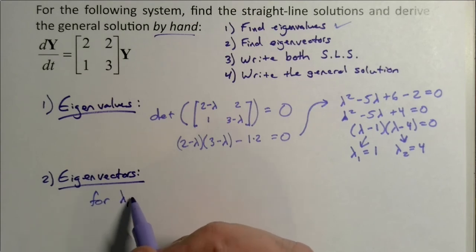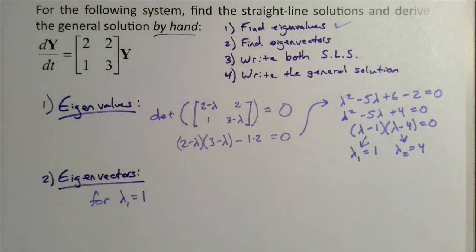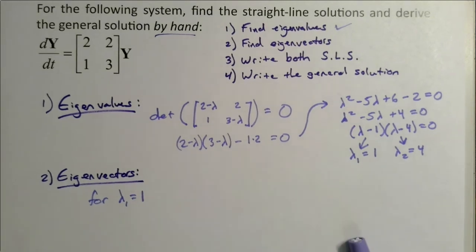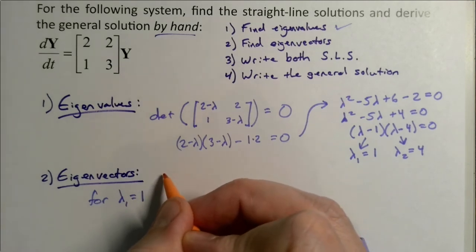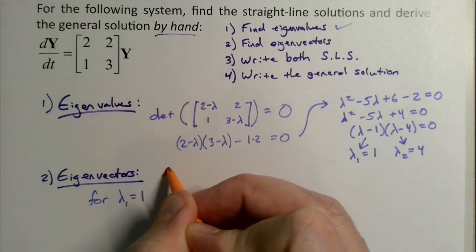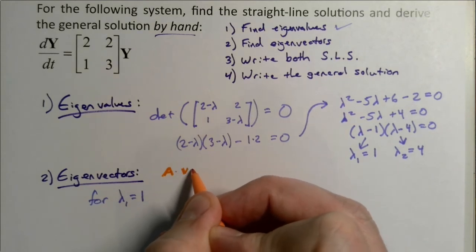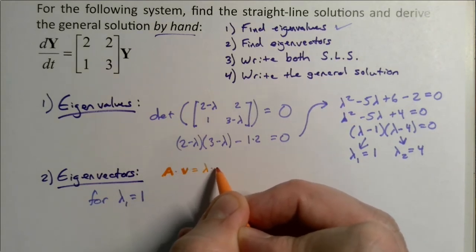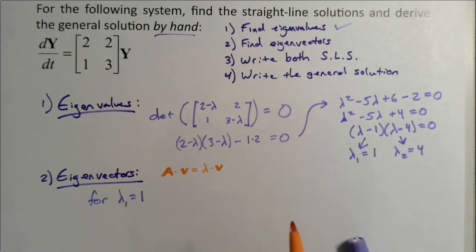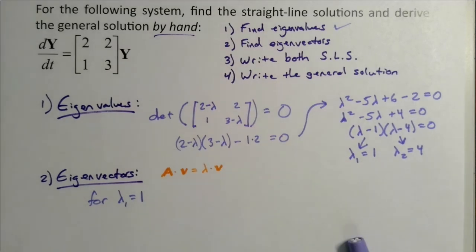So for lambda 1 equals 1, we're going to use our handy-dandy equation. And this is super important, so I'm going to write it down up here just as a reminder that this thing must be true. A, the coefficient matrix, times the eigenvector v has to be equal to lambda times the eigenvector v, right? So for each one of our eigenvalues, that has to be true.